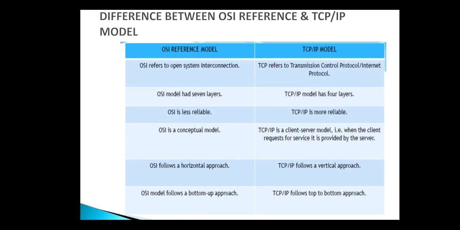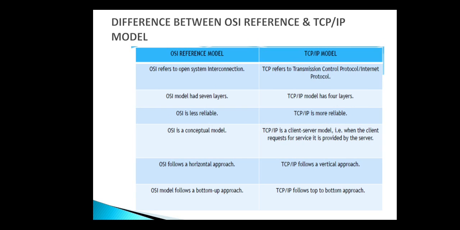Next topic is the difference between the OSI reference model and the TCP/IP model. OSI is Open System Interconnection, and TCP/IP refers to the Transmission Control Protocol or Internet Protocol. OSI has 7 layers and TCP/IP has 4 layers. OSI is less reliable and TCP/IP is more reliable. OSI is a conceptual model and TCP/IP is a client-server model.